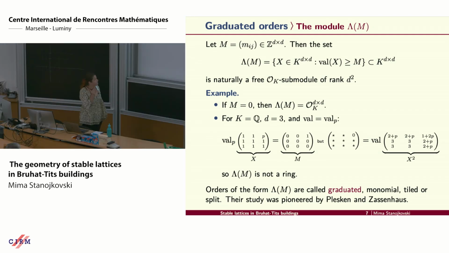So we started from here. Later, when I will be mentioning Pleskin, I really refer to the book of Pleskin from 83, where he credits also Sassenhaus for the results. So they started the study of graduated orders, and what we did, we interpreted and extended their results in the language of tropical geometry.